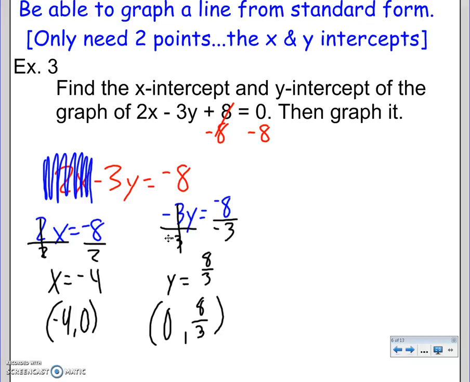Now, once you have 2 points, we can always draw a graph. We draw a line. So again, actually, we just sketch. -4, 0 is about right here for me. And 0, 8/3. 8/3 is about 2.66, so that's about right here. As you can see, we have a positive slope graph. It's going uphill.